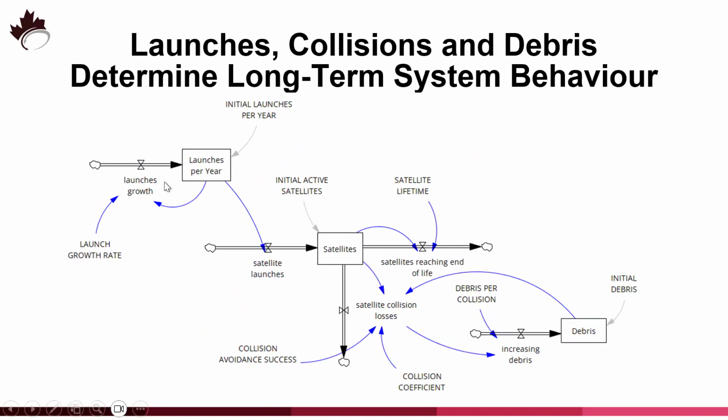We have launches per year growing over time. We have a growth rate, and then we have satellites. So we have launches, satellites reaching the end of life, and satellite collision losses. We have collision avoidance, and then we have debris, and debris leads to more collisions, and then collisions lead to more debris. So we have this loop here of debris. Anyway, that's the stock and flow model.